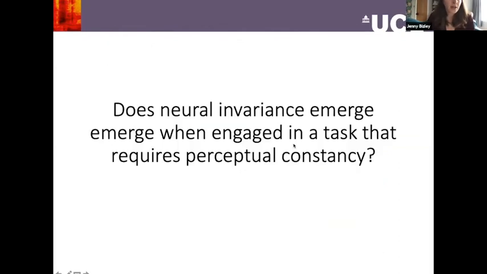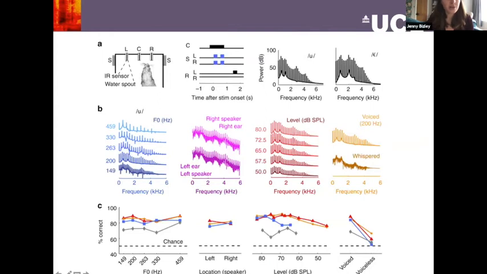So does neural invariance emerge doubly, perhaps, when animals are engaged in a task that actually requires perceptual constancy? So we have here a task where we've really got 3 nice examples of perceptual constancy, and another example that's actually quite useful to us of a case where the animals are not showing perceptual constancy.